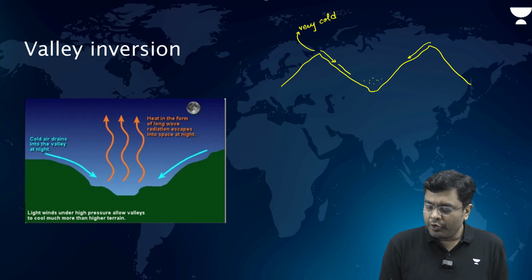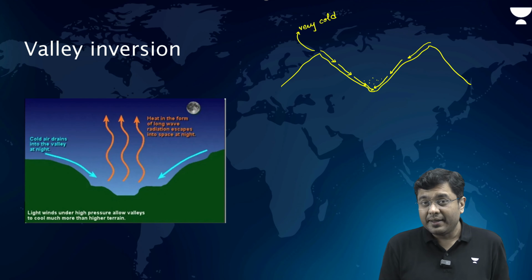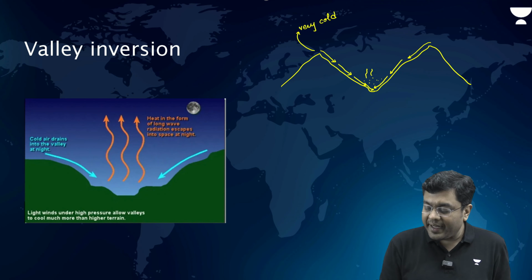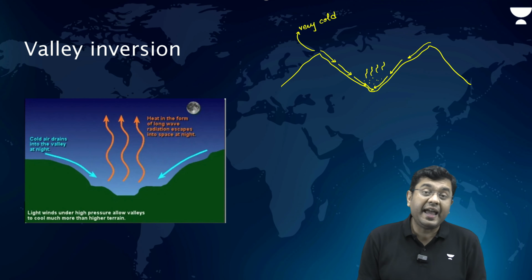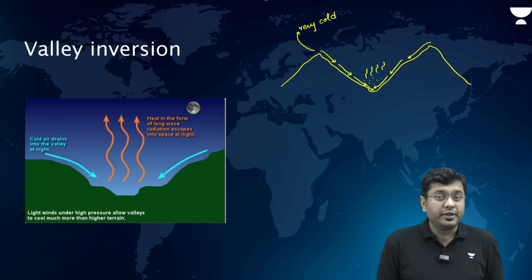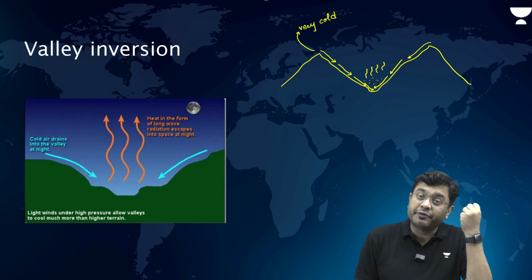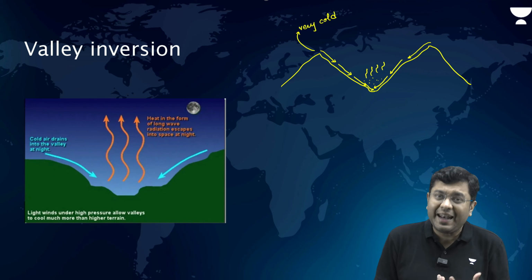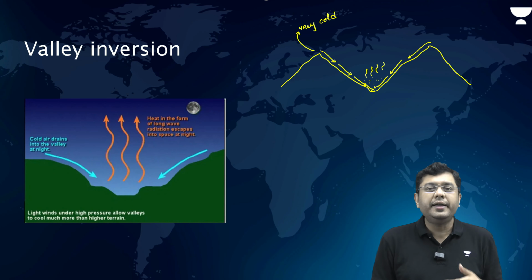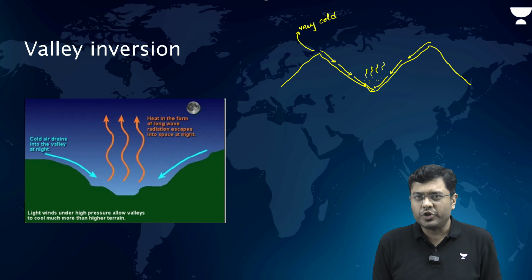Owing to gravitational force, cold air being the heavier one will tend to sink. It will place itself at the bottom of the valley, lifting the warm valley air above and on top. So this is again a condition of inversion, an inversion created because of the physiographic condition of the valley. That is why it is known as valley inversion.